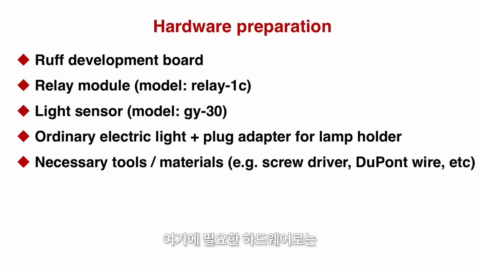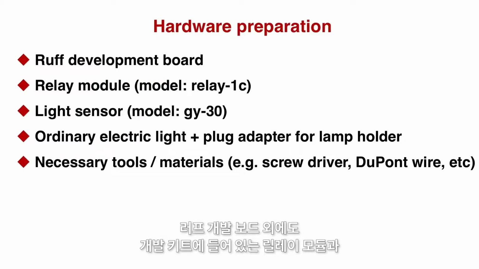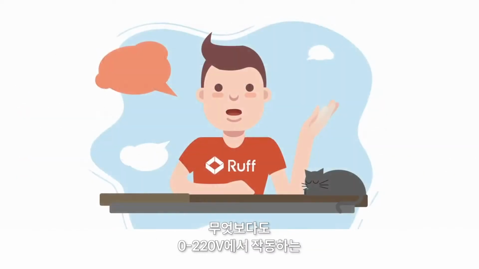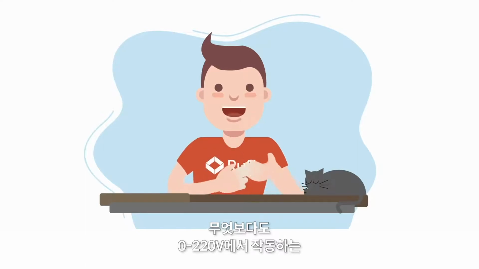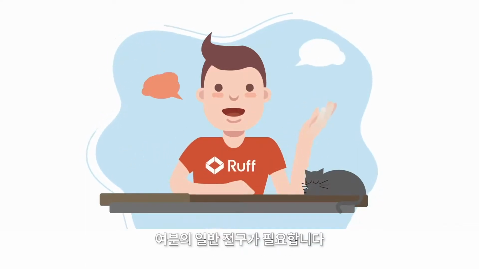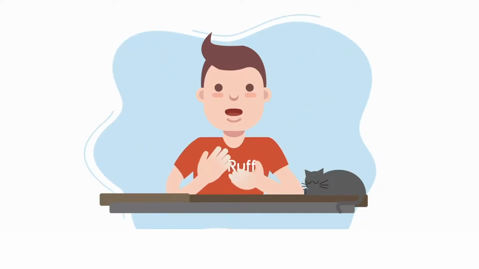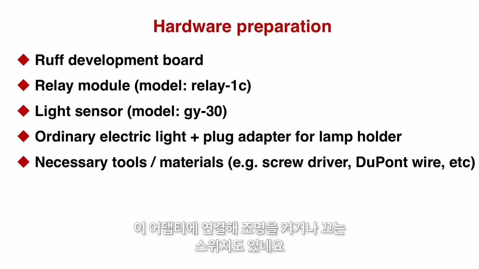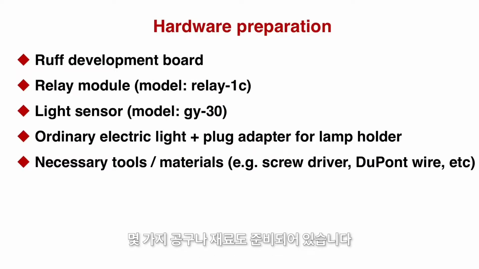In hardware preparation, in addition to the Ruff development board, we also need, from the development kit, the relay module and the light sensor module. Besides them, we also need an ordinary electric light, which is for domestic use, operating at a voltage of 220 volts in China. A plug adapter for lamp holder is also needed, with a switch on it, to control it on or off. Some necessary tools and materials are also required.